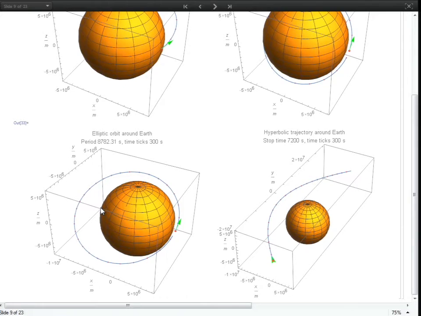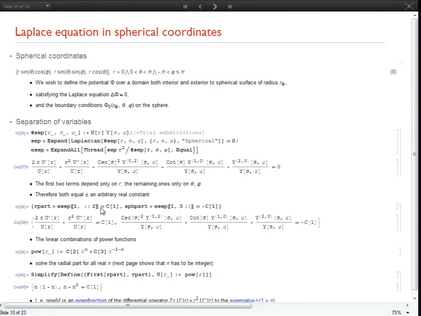Okay, now a bit of hardcore mathematics, namely the Laplace equation in spherical coordinates. What we want to do is first introduce, of course, the spherical coordinates with the Mathematica convention r, theta, and phi. And we want to define the potential over a domain, both interior and exterior to a spherical surface of a given radius. For spaceflight applications, we are of course interested in the exterior potential, and it shall satisfy the Laplace equation and the boundary conditions on the surface.